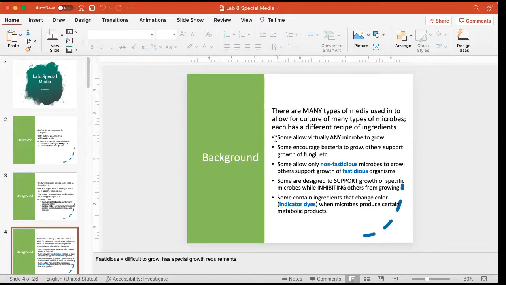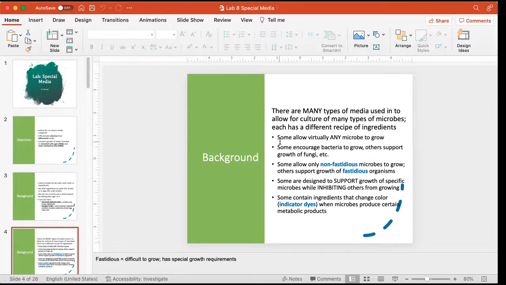Some of these media, in fact, a lot of these media, will allow virtually any kind of microbe to grow on them. That's why we have to be so careful not to contaminate our culture containers, because what we've created in culture media is this nutritional paradise, basically. So yeah, we want our chosen bacteria to grow, but if a fungus accidentally got in there, or some other kind of bacteria got in there, that thing is going to be happy to grow as well.